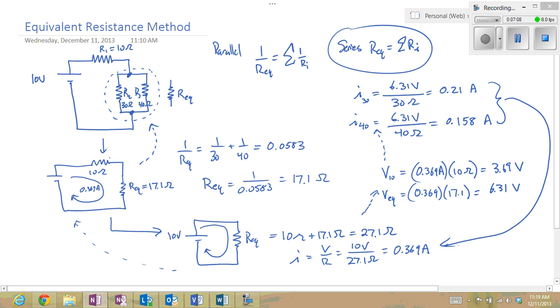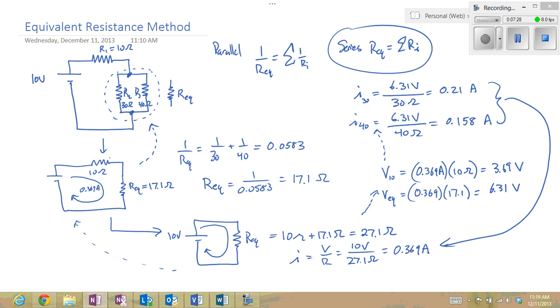You'll notice the sum of these two add up to the total current, because at a junction, the sum of the currents coming in and leaving the junction have to mathematically add up. So 0.361 or 0.369 amps splits when it gets to that junction, and some of it flows through the 30, some of it flows through the 40. The ratio of the amount that flows either way is governed by the ratio of those resistances.